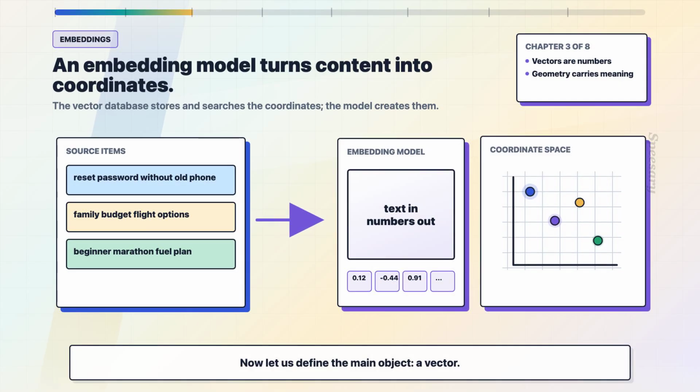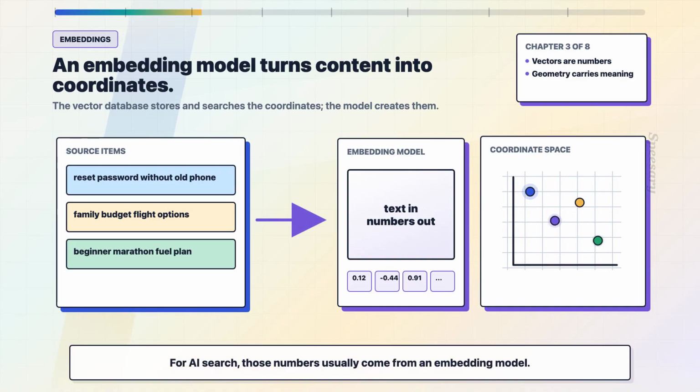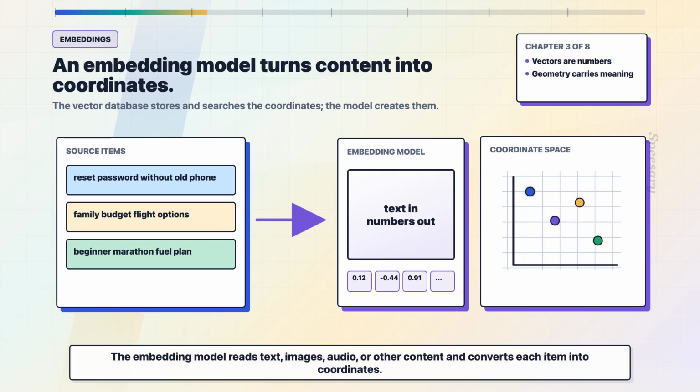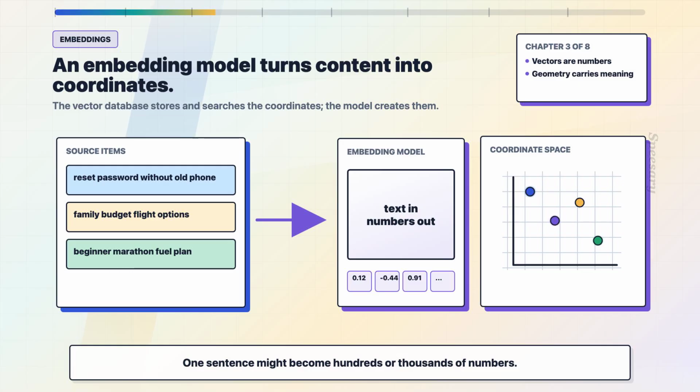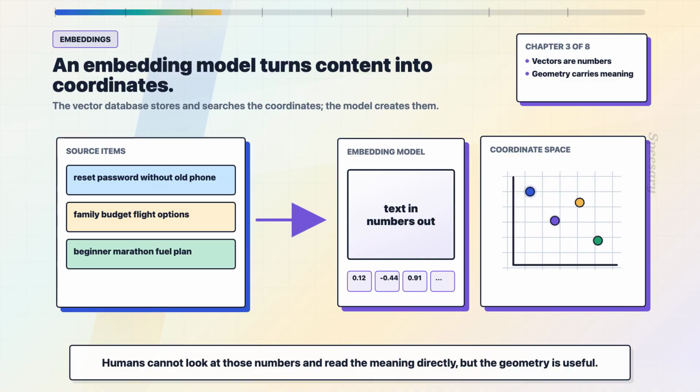Now let us define the main object, a vector. A vector is just a list of numbers. For AI search, those numbers usually come from an embedding model. The embedding model reads text, images, audio, or other content and converts each item into coordinates. One sentence might become hundreds or thousands of numbers. Humans cannot look at those numbers and read the meaning directly, but the geometry is useful. Similar ideas tend to land near each other. Different ideas land farther apart.